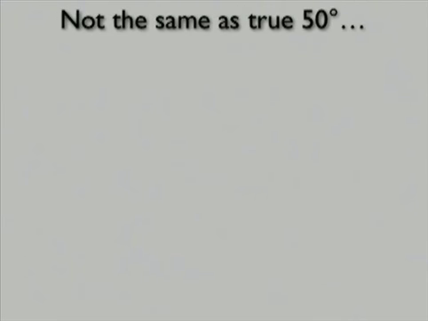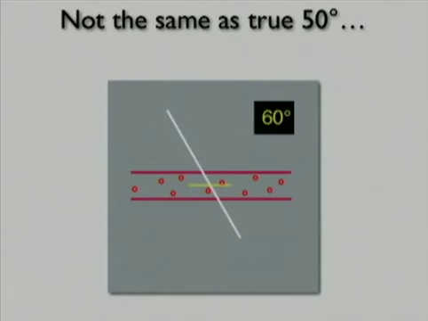Note that that's not the same as a true 50-degree Doppler angle, as is shown here. If the angle is really 50 degrees, that's where you should set your cursor. The Doppler angle correction cursor should therefore be set parallel to the vessel, or more correctly, parallel to the flow stream in the vessel, which usually is parallel to the vessel wall.